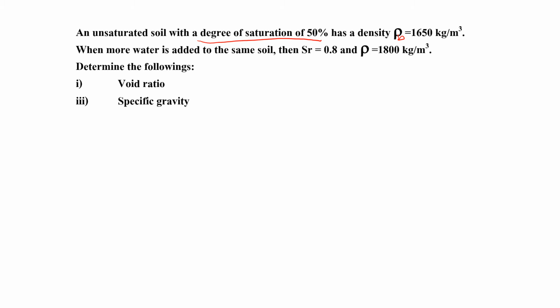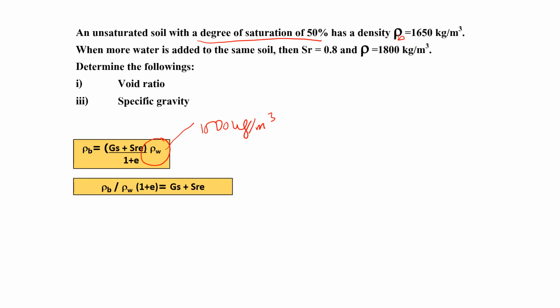So the question asks you to determine the void ratio and specific gravity. So let's look at how we want to solve this question. First of all, we need to identify the suitable equations to be used with regards to the available information. So we use these equations and we know that the density of water can be assumed equal to 1000 kilogram per meter cube. So we simplify this equation and it becomes this.